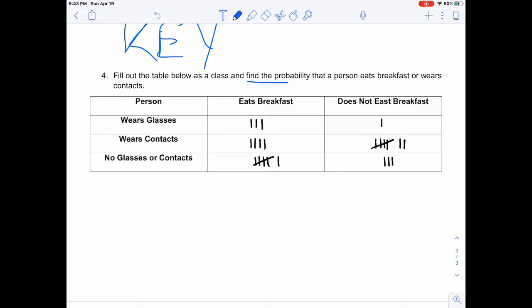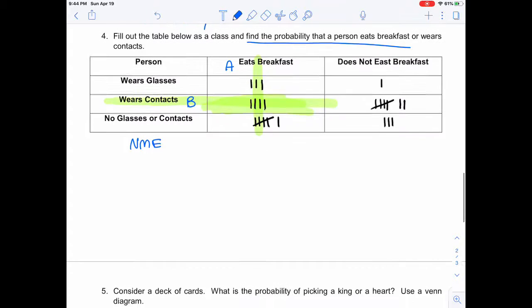So we want to find the probability that a person eats breakfast or wears contacts. So again, can those two events happen at the same time? We'll say eating breakfast is event A and wearing contacts is event B. Do they ever intersect? Let's check. Here's my eating breakfast. Here's my wearing contacts. Yes, they both touch in this bar. So since they can occur at the same time, obviously that is going to be not mutually exclusive, okay?